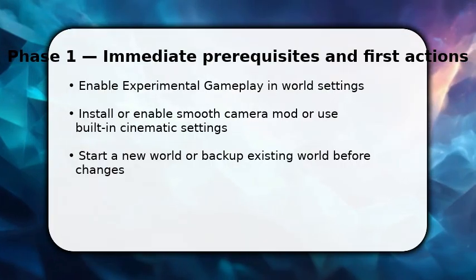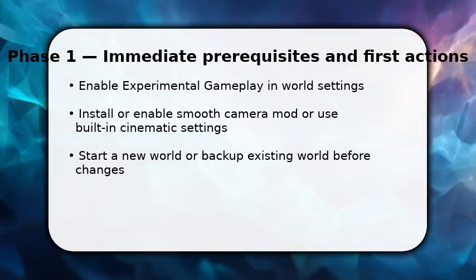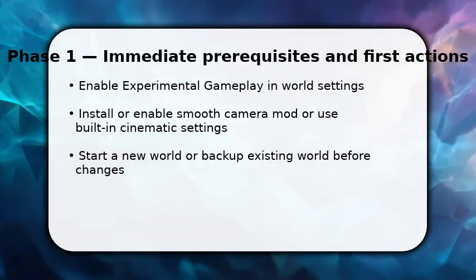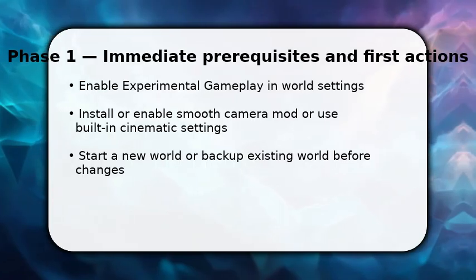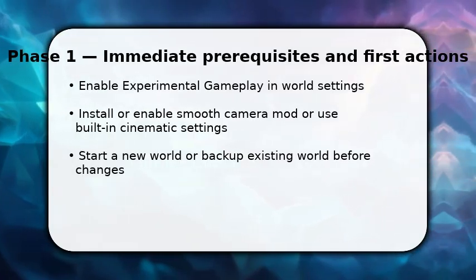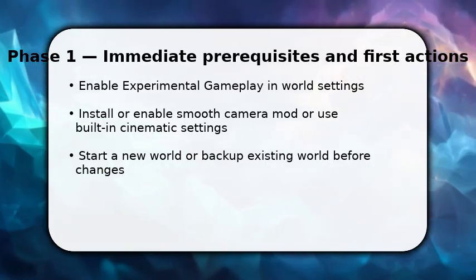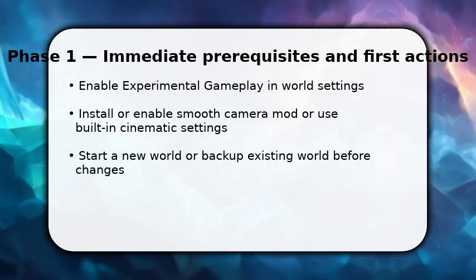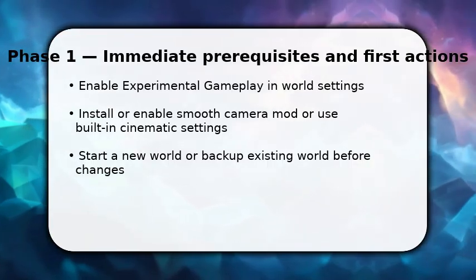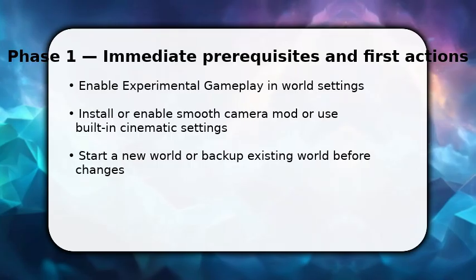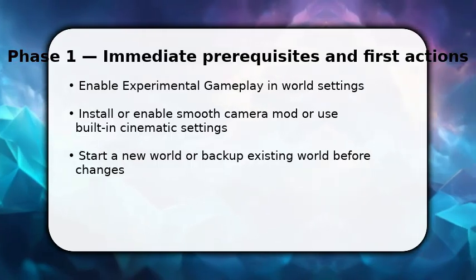You begin by enabling the exact prerequisites. Turn on experimental gameplay and back up your world so you can test freely. Once done, install a smooth camera add-on or check the Pocket Edition cinematic options, because a steady camera is the core of cinematic shots. Make sure you reduce HUD and set render distance appropriately so you avoid clutter.